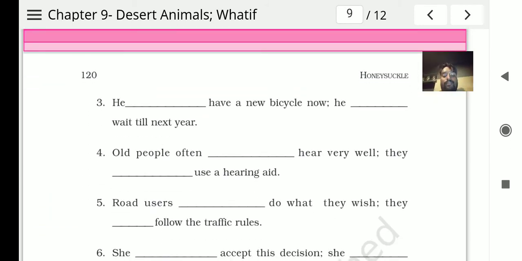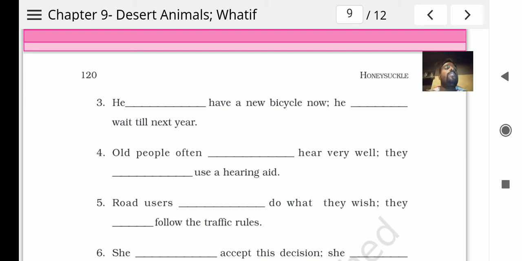He dash have a new bicycle now. He dash wait till next year. Here, he cannot have a new bicycle now. Next, he has to wait till next year. Here you have to fill up has to.